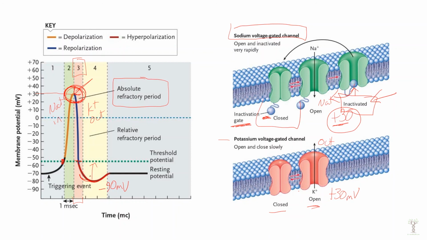And then if there is enough of a signal that brings it back to the threshold level, that will trigger the sodium channel to open again. So in this phase, it is possible to have another action potential, but the stimulus has to be stronger. And we call this the relative refractory period.